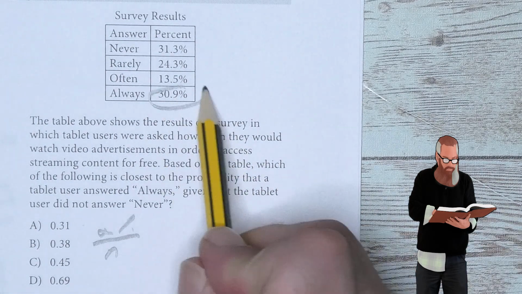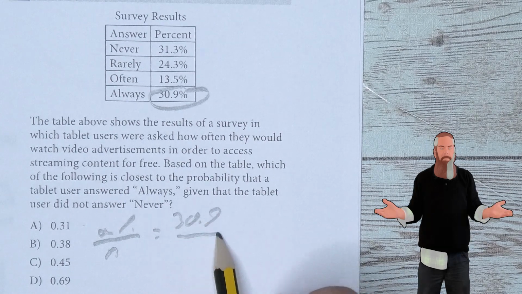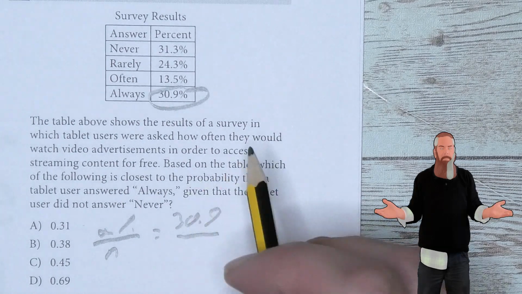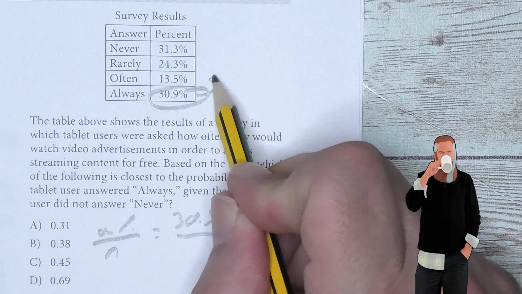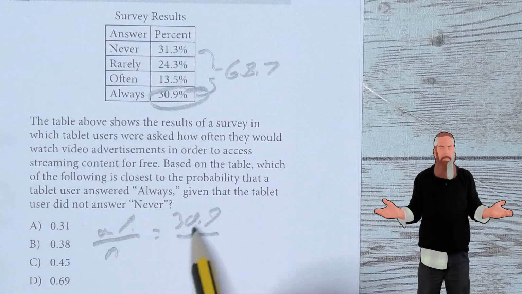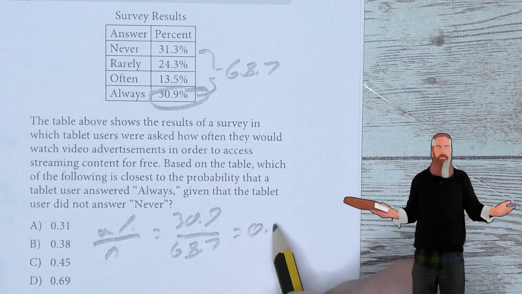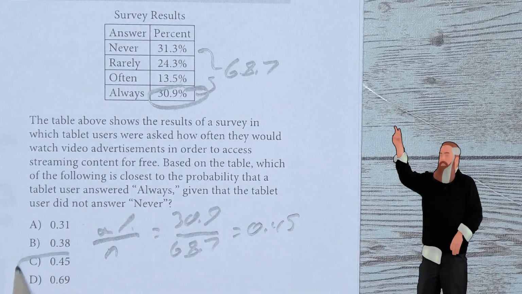Now, always was 30.9, so we can say this is 30.9, and divide that by the total of always and never, which was 68.7. So divide by 68.7, and this is going to give us 0.45, which is C.